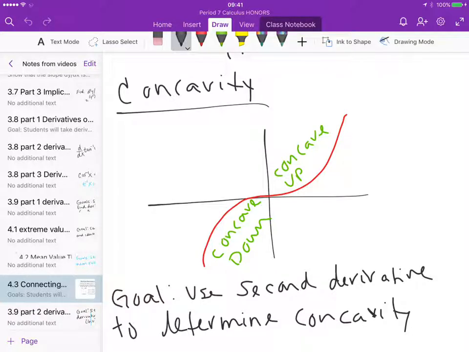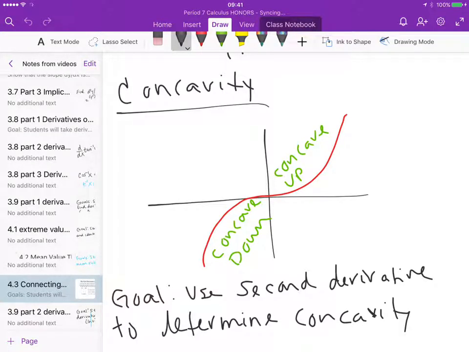All right, guys. So in the second part of 4.3, our primary goals were to look at the relationships between the graphs of the first derivative and the second derivative, in comparison to what the function originally was itself. We're going to look into a term called concavity. Concavity leads us into our goal for this video, which is to use the second derivative to determine the concavity of a function itself, okay?